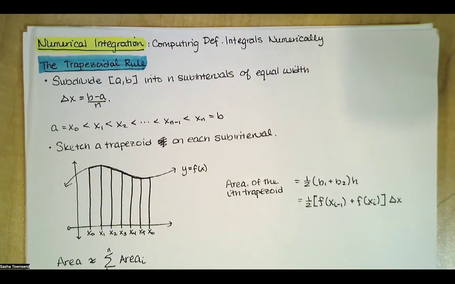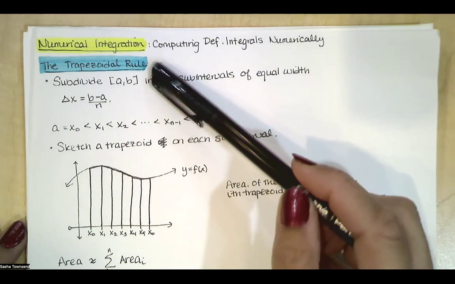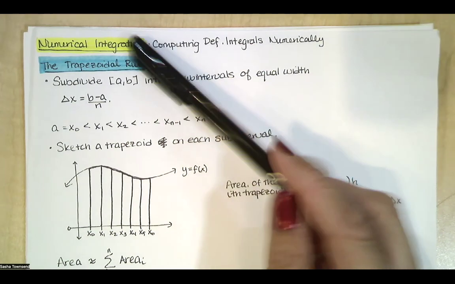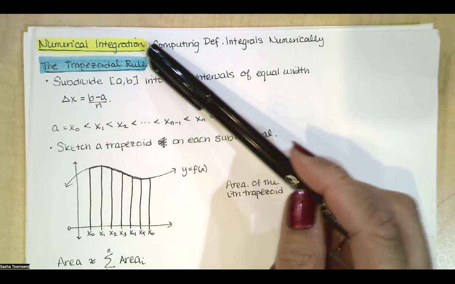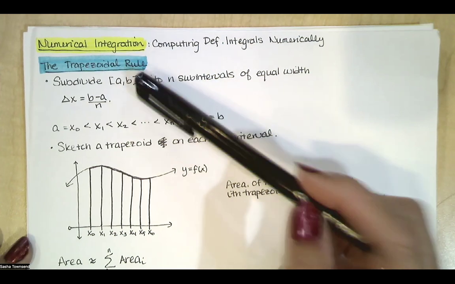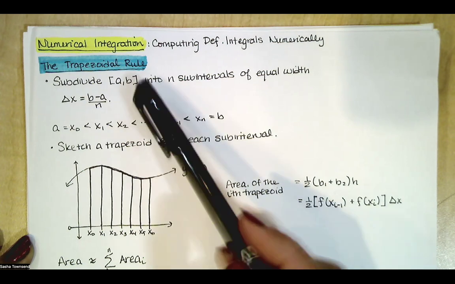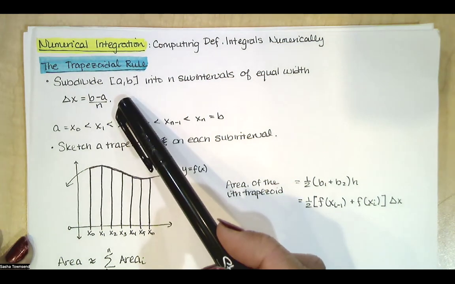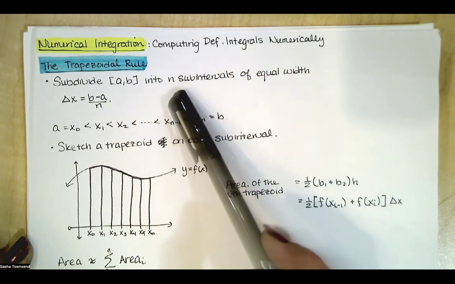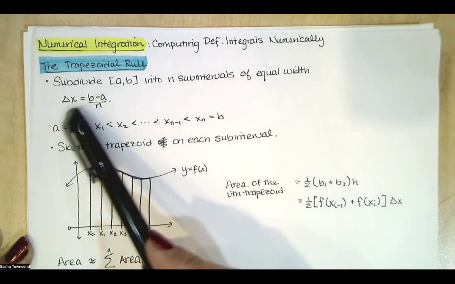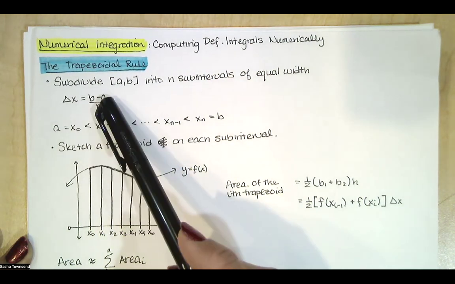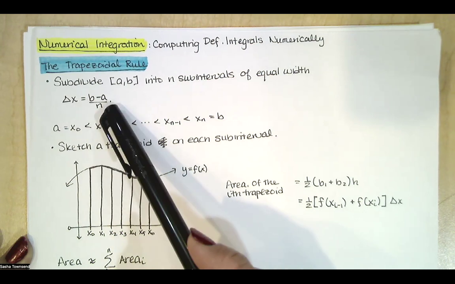In this video, we discuss the trapezoidal rule. This is the first of two methods that we'll discuss with regard to numerical integration. With the trapezoidal rule, we just take the interval from a to b, and we subdivide it into n equal pieces, or n subintervals, of equal width. So the width is the length of the interval, which is b minus a, divided by n.